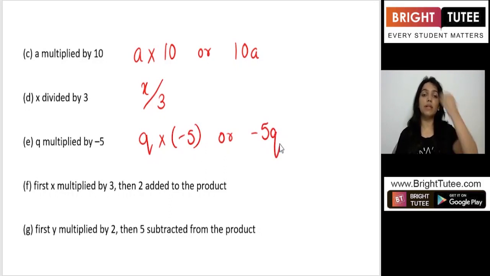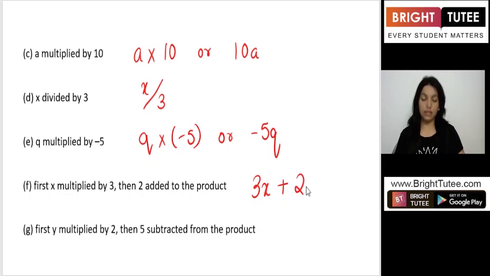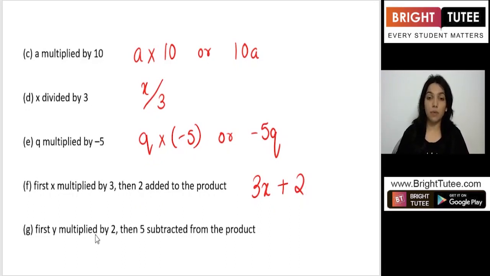Then the next one is first x multiplied by 3, then 2 added to the product. So first x is multiplied by 3, so it is 3x, then 2 added to the product. So we add 2 to this, and this is the expression for the given statement. The next one says first y is multiplied by 2 and then 5 subtracted from the product. So it is 2y. This 2y will give some product and then we subtract 5 from it. Clear how we are writing these expressions?